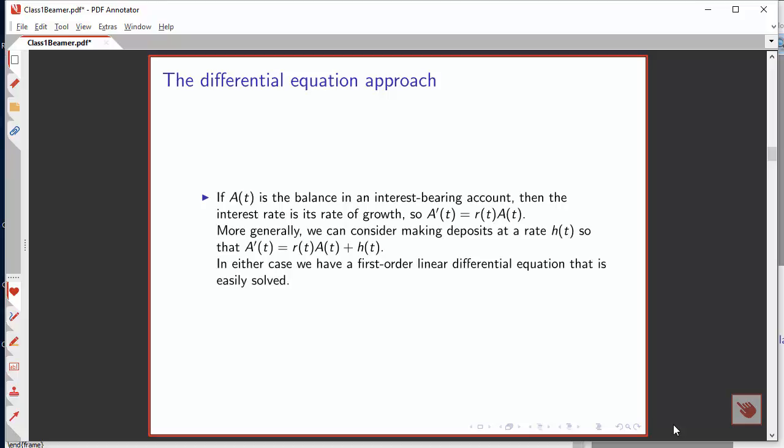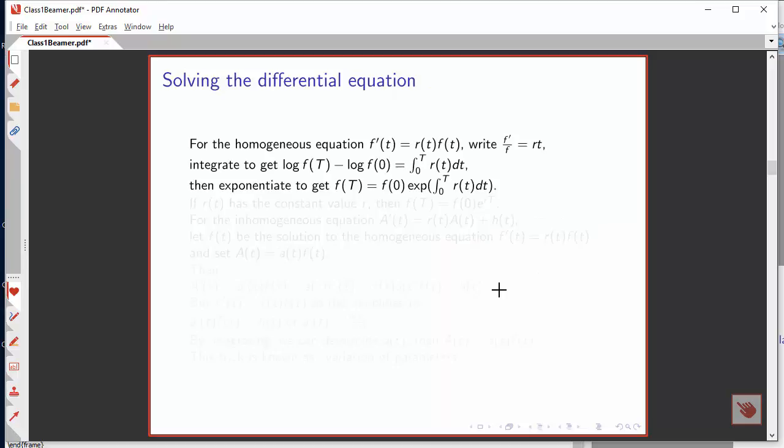We could also consider making deposits into that account at a rate h of t, and in that case, the rate of increase in the balance in the account, A prime of t, will equal r of t times A of t, that's the effect of interest, plus h of t, which is the effect of making deposits. In either of these two cases, we have a first-order differential equation, something that relates the derivative A prime to A itself, and these are equations that are easy to solve.